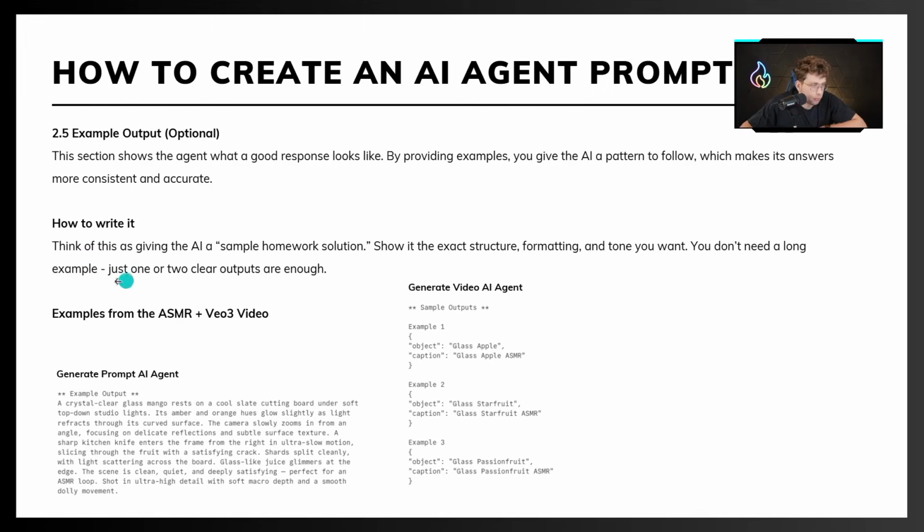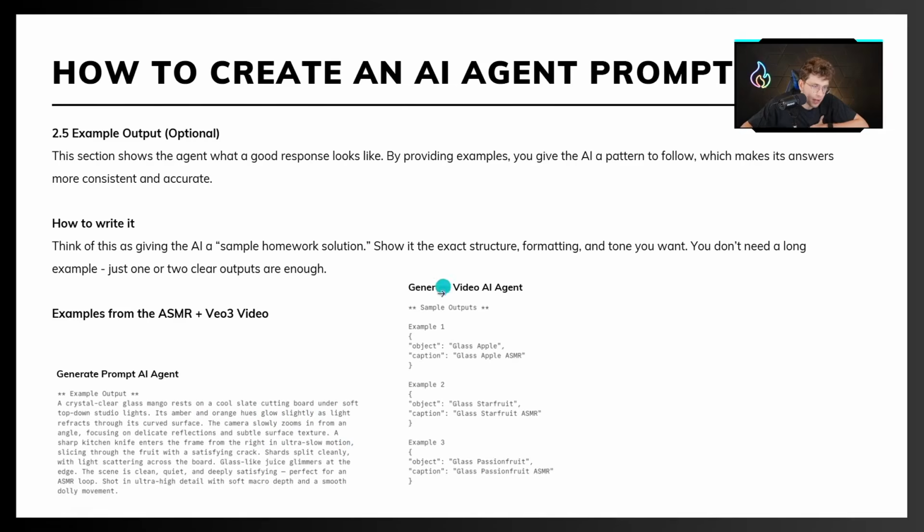And there are some examples from only one video. So ASMR plus VO3 video, and we had two agents. The first one is prompt AI agent, and the second one is video AI agent. I wanted to bring two examples because they differ a lot. For the first agent, which was responsible for creating a prompt, the example output is the actual prompt itself. So example prompt: a crystal clear glass mango rests on a cool slate cutting board under soft top-down studio lights. Its amber and orange hues glow slightly as lights, and so on and so on.